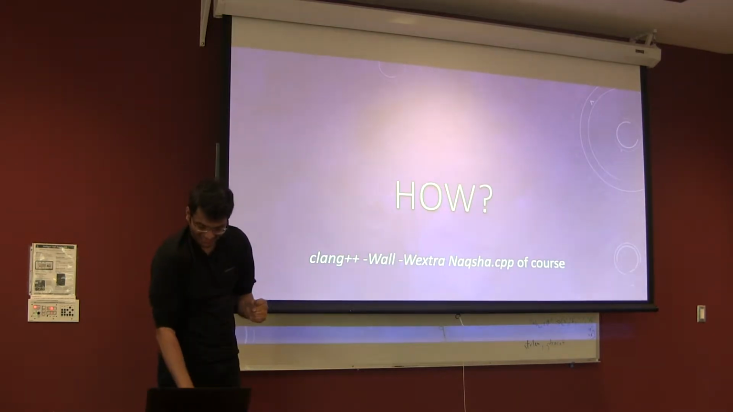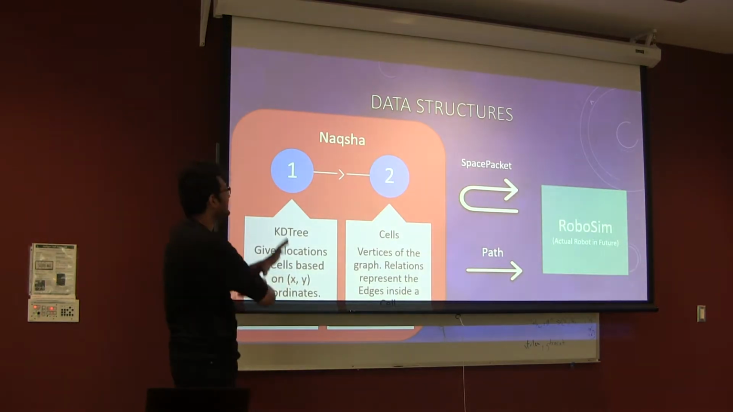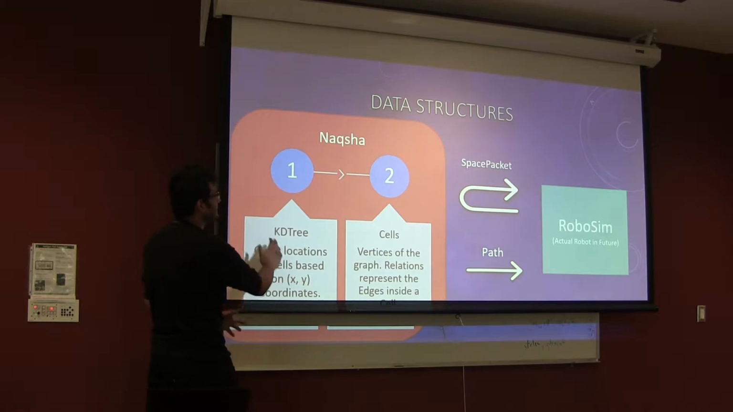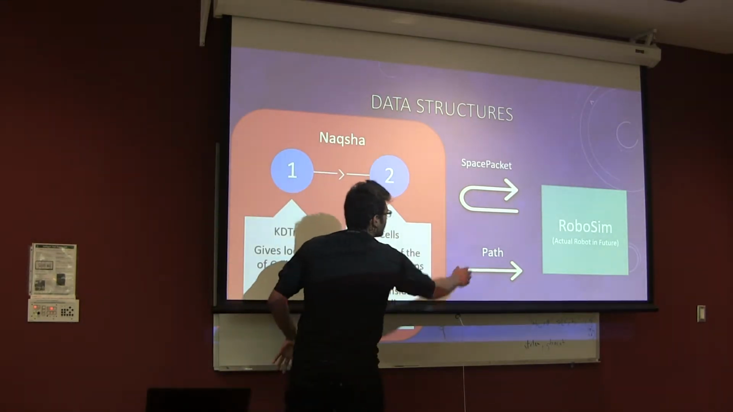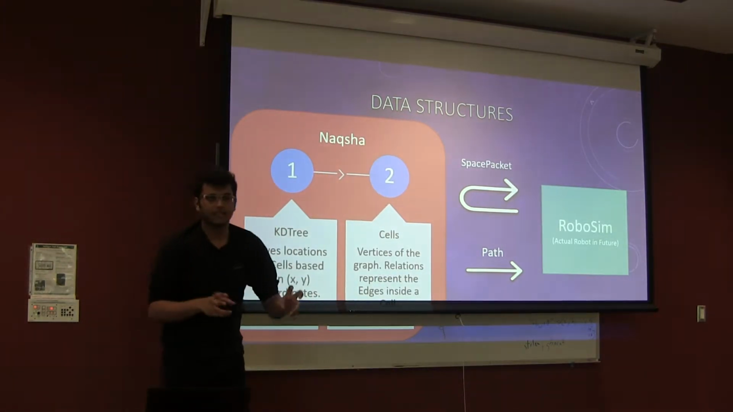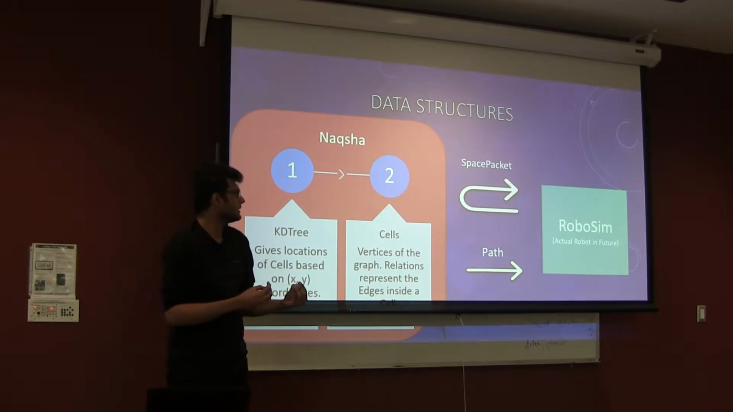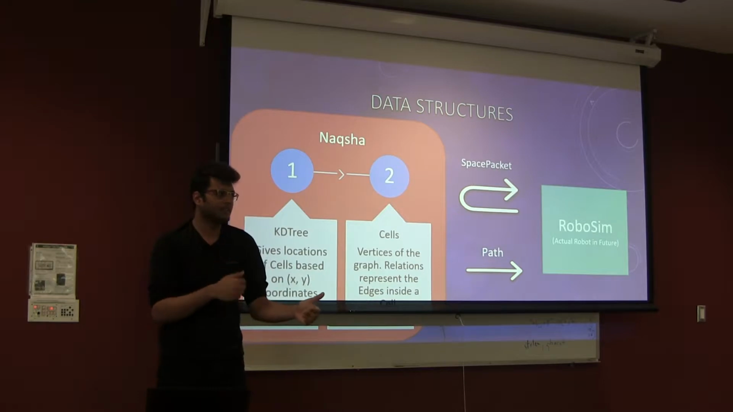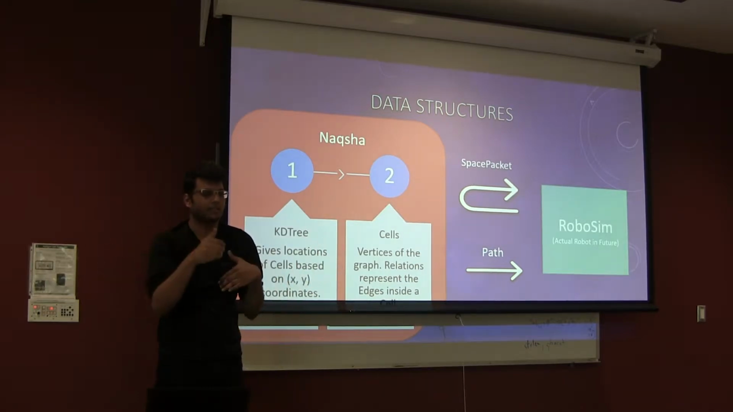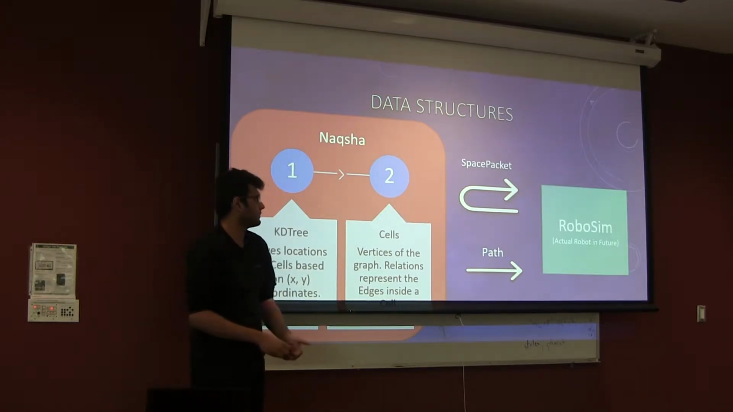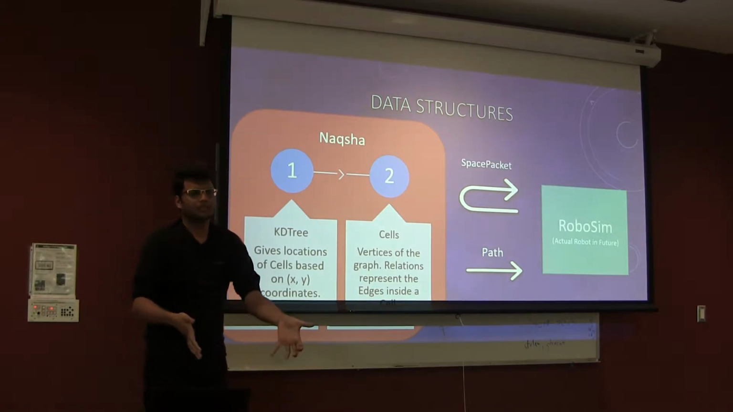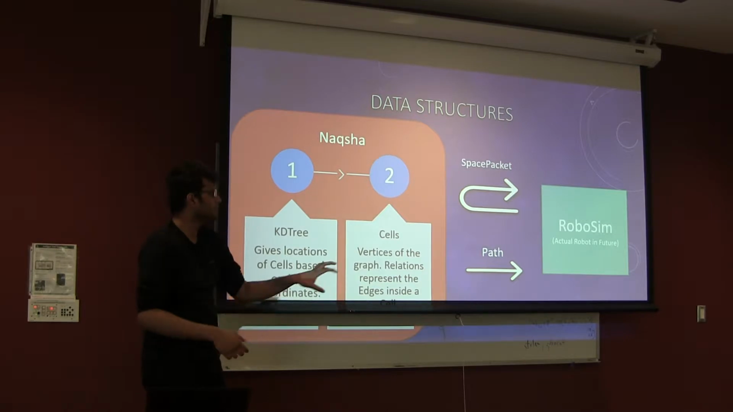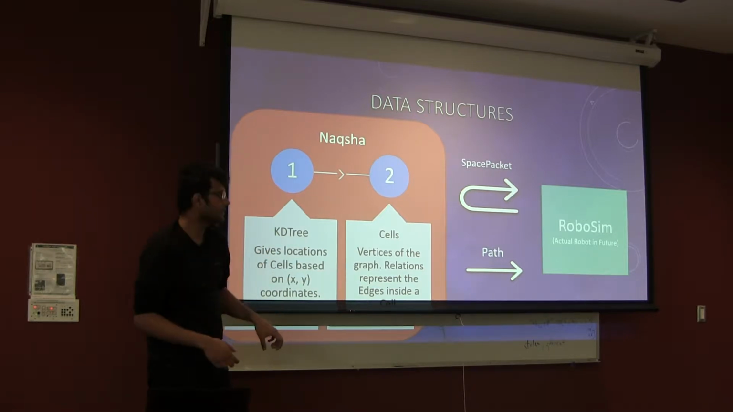So how? This is a diagram of the data structures that I'm using. There's this Naqsha class, and that's how you interface with it. You use space packets. A space packet is a really simple struct. It has either the x and y coordinates, and walls, left, right, front, and back. You can also put in any other information that you want. If you want to give a name to a certain space, you can do that. If you want to store that this place has windows in it or something like that, you can put that in the space packet and Naqsha will store it for you.